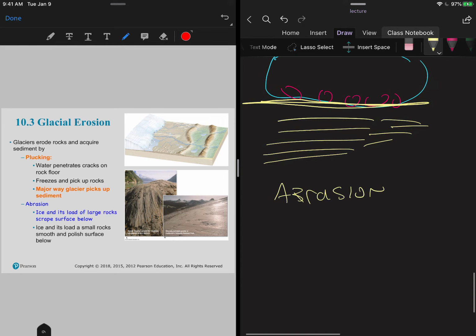So if you notice, the plucking is highlighted in orange, so that means you're going to see that on a test, but abrasion is highlighted in blue, which means you'll just see that on the homework assignments.